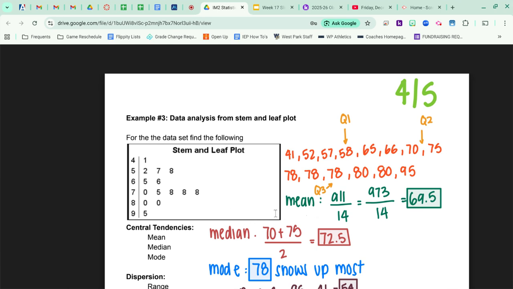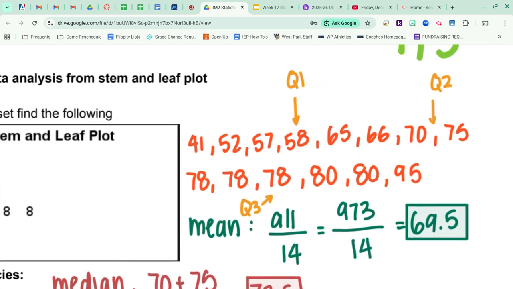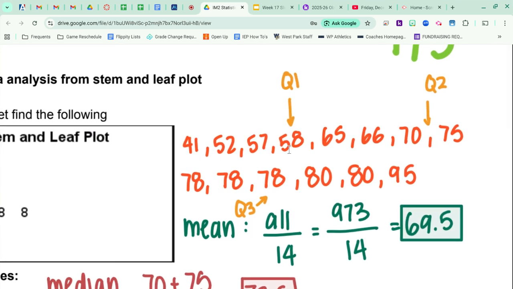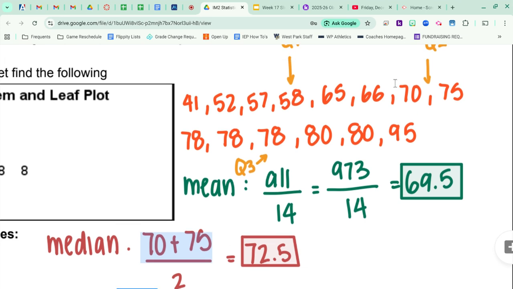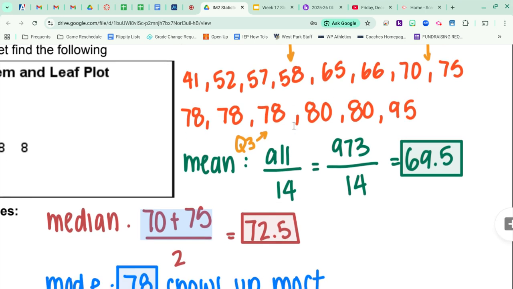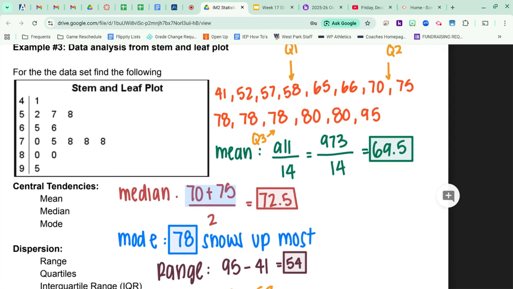The median is a little bit different. Median is what's in the middle of the data set. So if you were to go through the data here and determine what's in the middle, one method is to cross numbers off. Cross off 95 and 41, cross off 80 and 52, cross off the other 80 and 57. And you'll notice that 70 and 75 are the 2 that are right in the middle. Well, when you have 2 in the middle, you add them together and divide by 2. Sometimes there's just one number in the middle, and that's directly your median. But when there's two numbers, add them, divide by 2. That gives you the median.